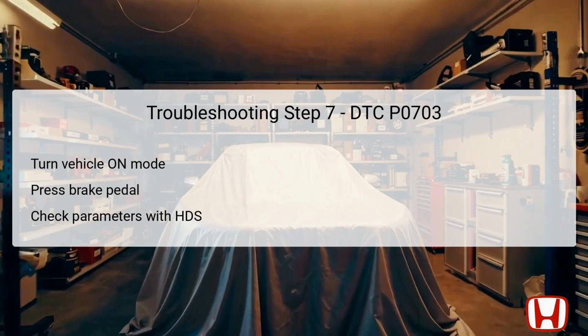In step 7 of troubleshooting for DTC P0703, start by turning the vehicle's ignition to the on mode. After activating, apply pressure to the brake pedal and then observe the parameters through the HDS tool. The expected outcome for the parameter readings should indicate open conditions for the respective signals being monitored.